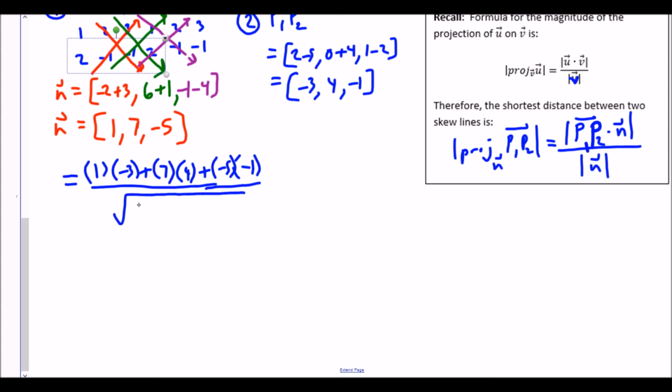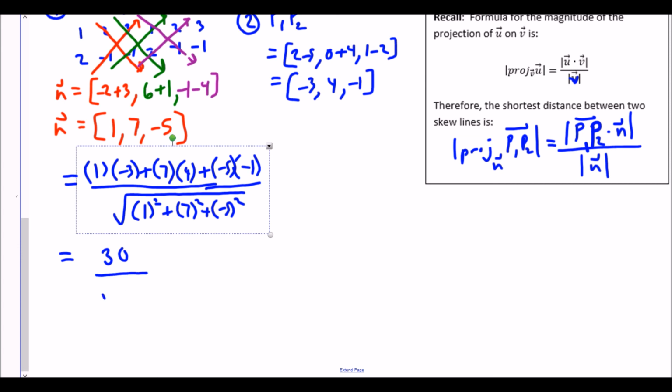So here we go. I'm going to have 1 squared plus 7 squared plus negative 5 squared. On the numerator, I'm going to cheat a little bit: negative 3 plus 28 plus 5, which is 30. In the denominator, I'm going to have the square root of 75. So this is equal to, if I want to go to decimals, about 3.46.